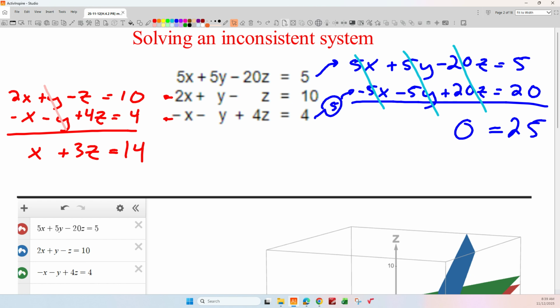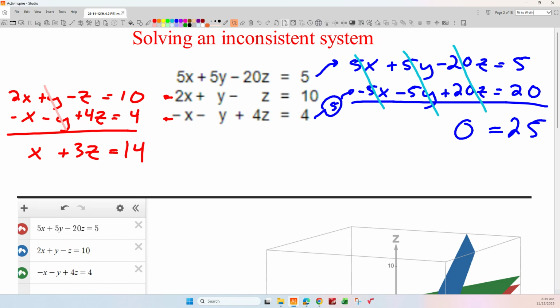When we're algebraically solving a 3x3 linear system, we have to take two different pairs of our original equations and eliminate the same variable. Okay, so we chose the bottom two and we eliminated y, got an equation. Chose the top and the bottom and we got the result 0 equals 25. So what's that tell you about the relationship between the plane corresponding to the top equation and the plane in 3D space corresponding to the bottom equation?